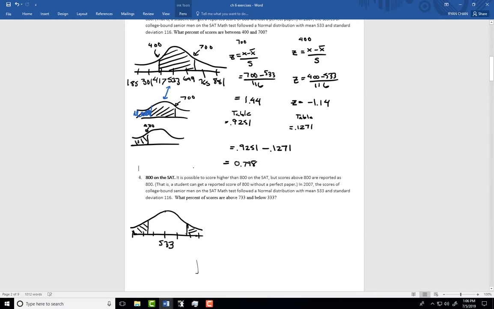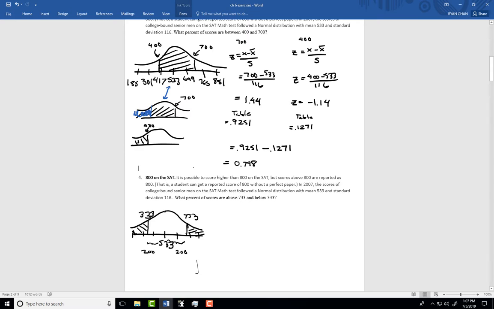Okay, so let's talk about this here. So this is called a two-tailed symmetric problem, which means, how do we know it's two-tailed and how do we know it's symmetric? Because if you notice, 333 is 200 away from 533, and 733 is 200 away from 533. So they're both equal distance from the center, and we're trying to find below 333 and above 733, okay? Now, because it's symmetric, all we need to do is find the area of one of them and then double it, and that's our final answer.